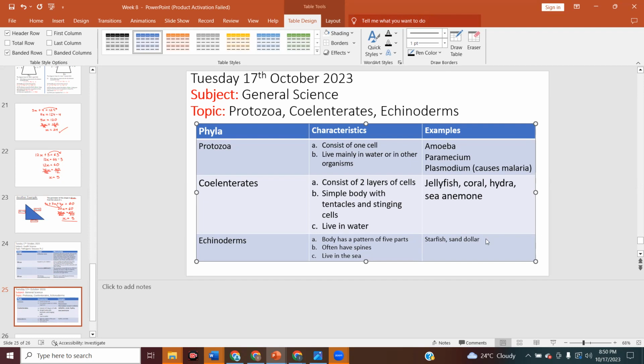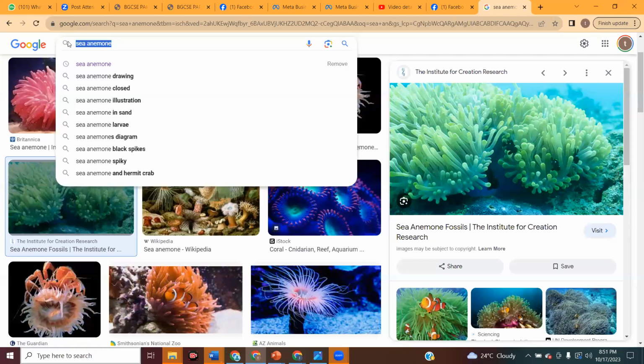Sand dollar, starfish. What else? Sea urchin. Sea urchin, yeah. And then the duster worm, cucumber. So let's look at some examples. Obviously, everyone should be familiar with the starfish.